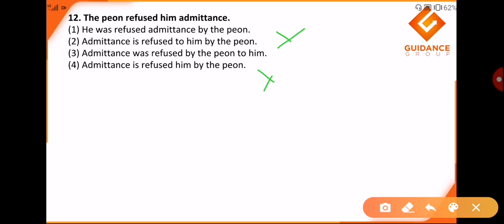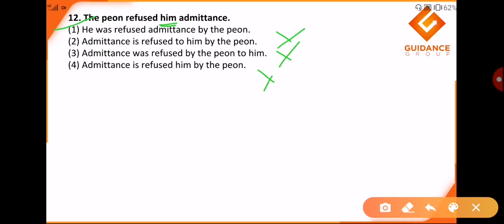Now I will eliminate option 4. In this case, we cannot start with admittance because admittance is not the subject. Him is the object, sorry. So the object becomes the subject and the subject becomes the object. Hence admittance will not be used in the start. He was refused admittance by the peon. We will stick to basics.